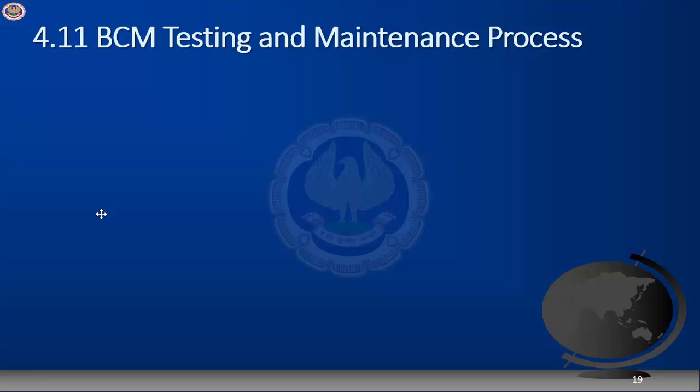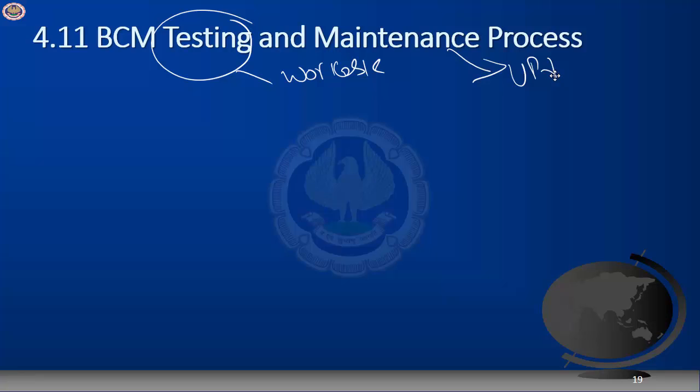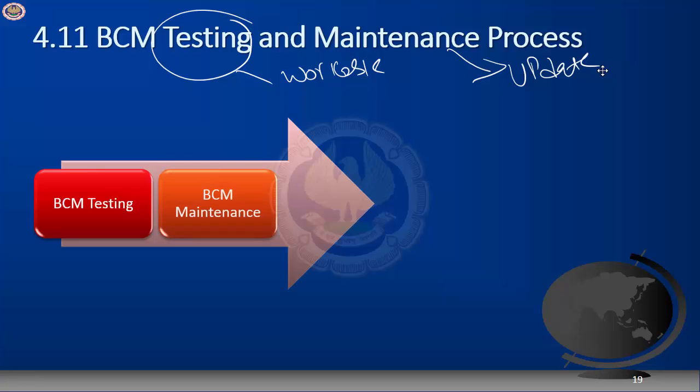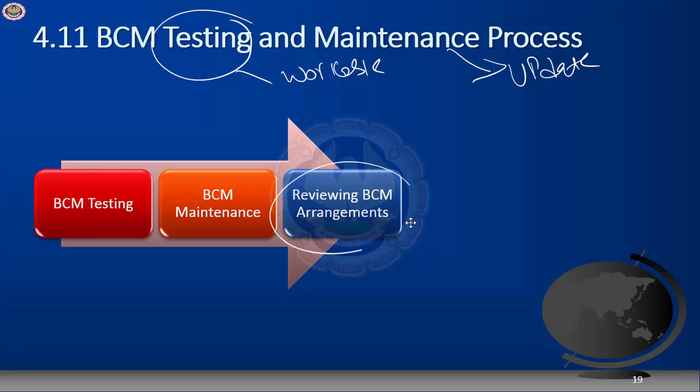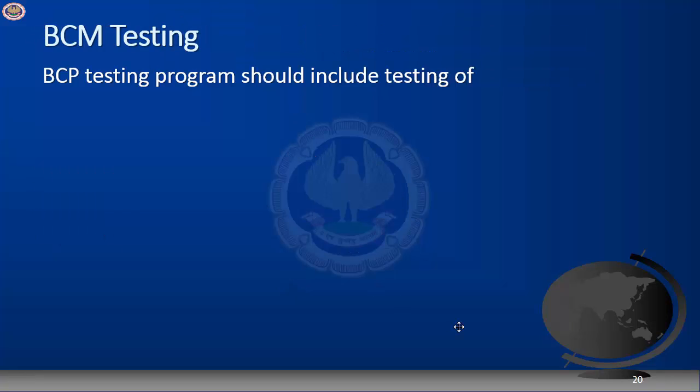Now let's look at the BCM testing and maintenance process. There's no purpose served by having a BCM if it is not workable. And you'll not know whether it's workable unless it's properly tested. And it's not enough if you have a business critical plan or a BCM which is prepared at some particular point of time. You also need to update this on a regular basis so that it reflects the current scenario, the current reality, the current situation of the enterprise. So when you're doing the testing and the maintenance, and after that you review the BCM arrangements, based on that you need to update.